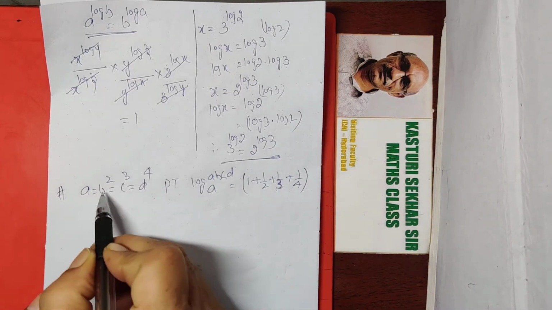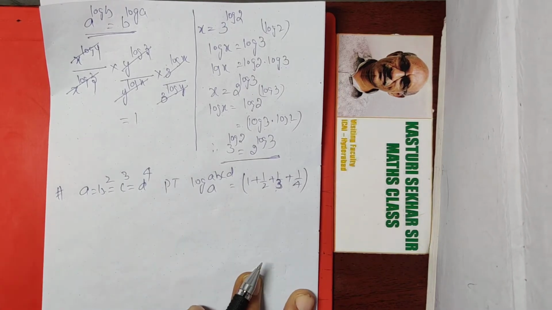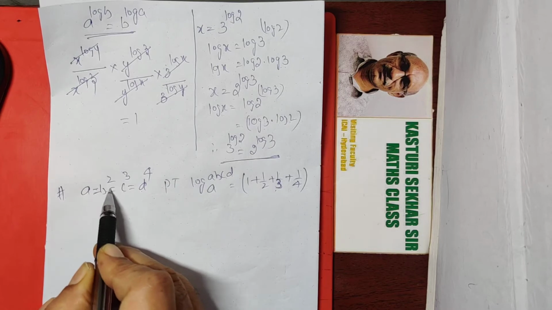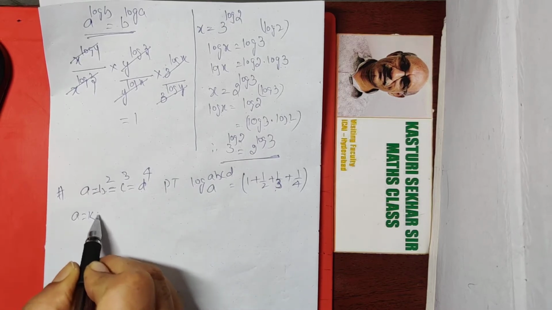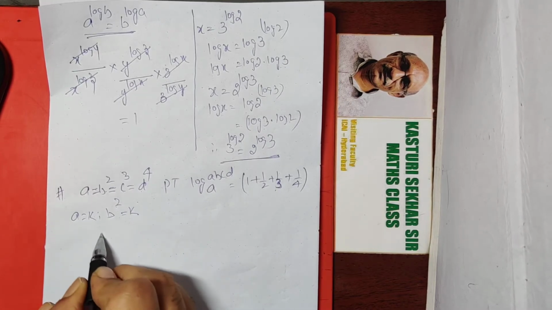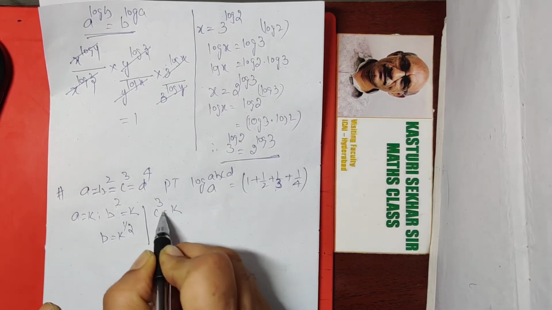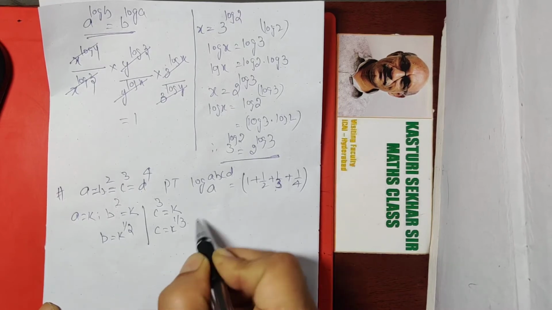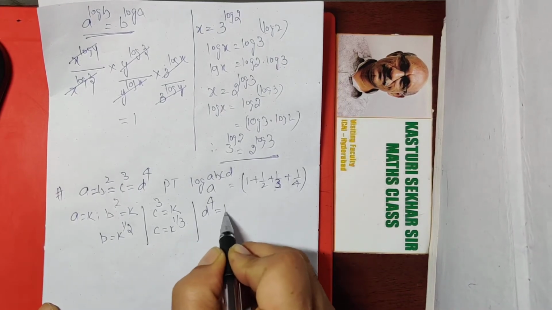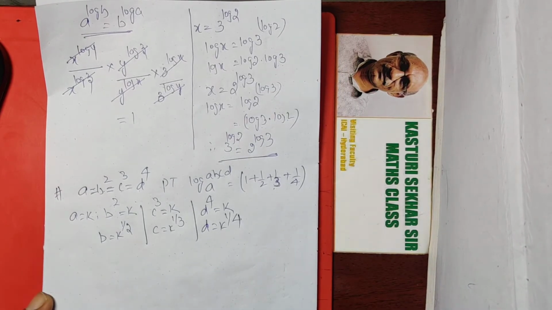Now this may be given as an option also. Here B is having power, C is having power, D is having power, and between these terms there is an is equal to sign. A is equal to K, B square is equal to K, shift the power from this side to this side, B is equal to K power 1 by 2, C power 3 is equal to K, C is equal to K power 1 by 3, D power 4 is equal to K, D is equal to K power 1 by 4. A is equal to K.